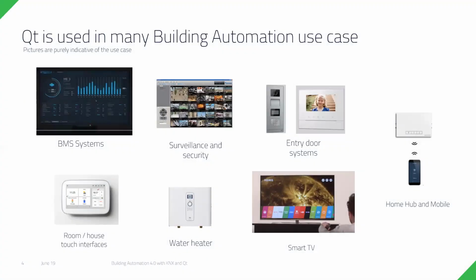What is Qt and where can you find Qt in the building automation market? You can find it in many use cases, starting from building management systems to surveillance and security devices and applications, entry door systems, home hub, mobile, smart TVs, water heater, and room house and touch interfaces. What is important to know is that it's not only present in order to create a UI application, desktop application, embedded application, but also the Qt framework has been used to create backend applications thanks to its flexibility.